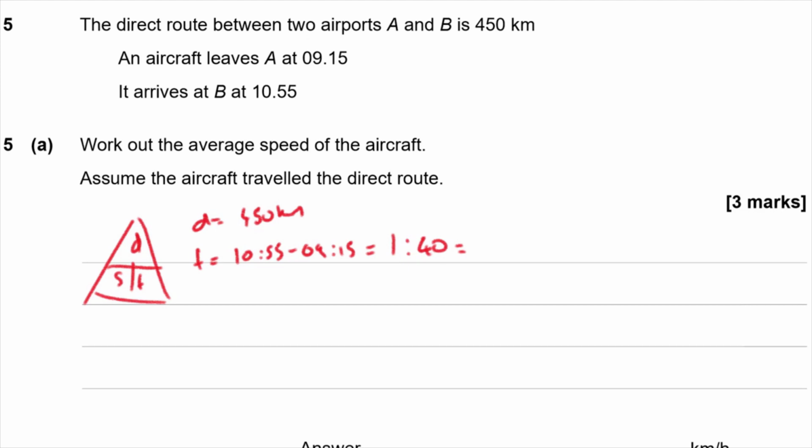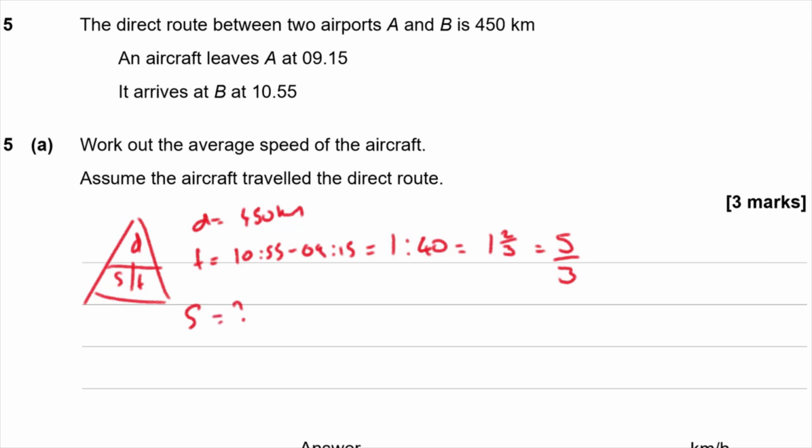So I'm going to rewrite that 40 minutes as a fraction. So that's 1 2/3 of an hour, or that's another way of saying 5/3 of an hour. So I'm going to use 5/3 for my time. And then obviously it's speed that we're trying to find.